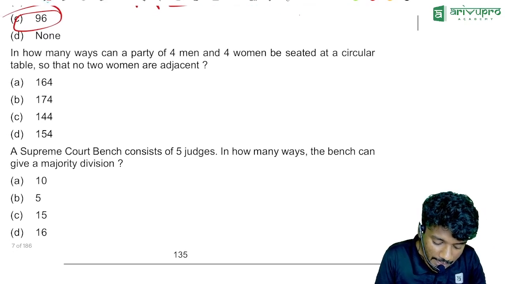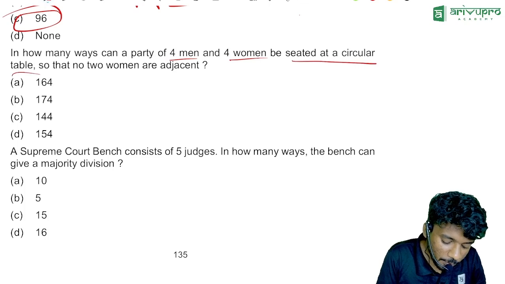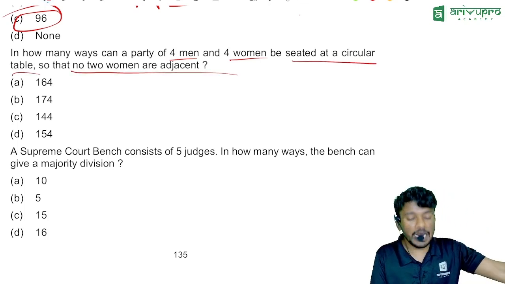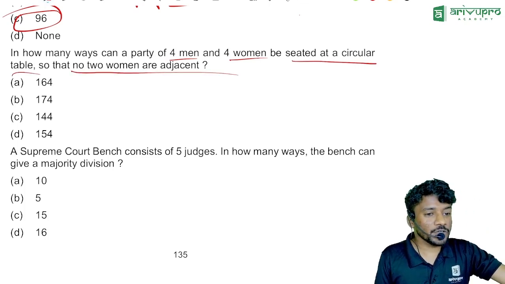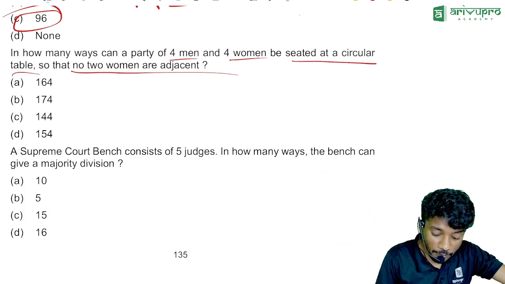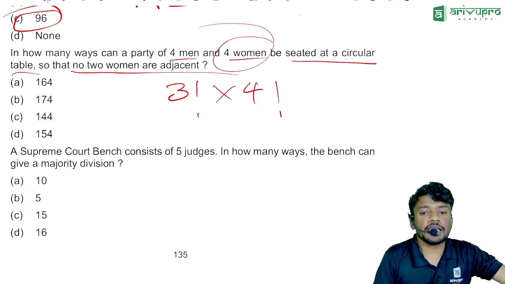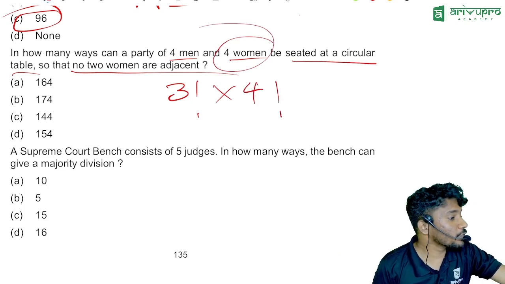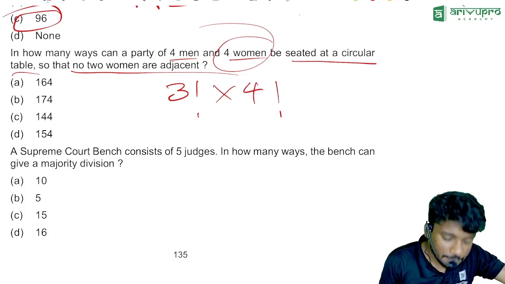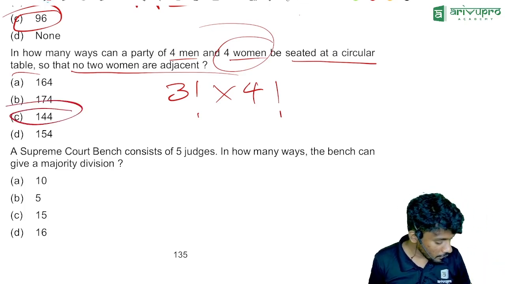How many ways can a party of 4 men and 4 women be seated at a circular table so that no 2 women are adjacent? So it is a circular arrangement. So n minus 1 factorial, that will be 3 factorial into 4 factorial. There is a shortcut which I taught you on that. Answer is 144. Can we go for the next question?